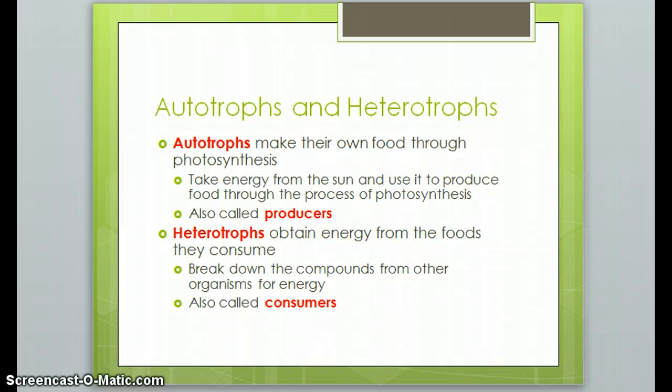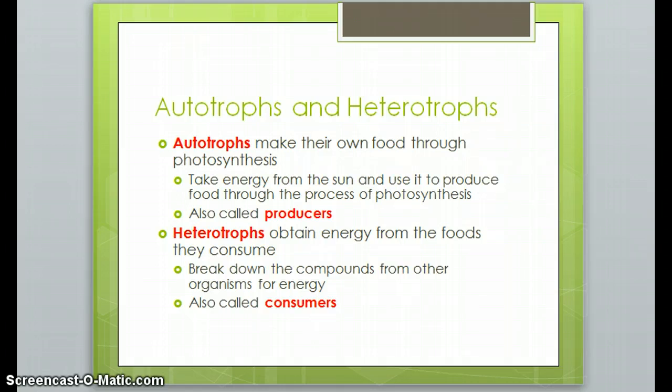There are two different ways an organism might get food in order to make this energy. They might make the food themselves, or they might eat to get their food. Organisms that make food themselves are called autotrophs. A synonym for autotrophs is producers. This is because they produce their own food.